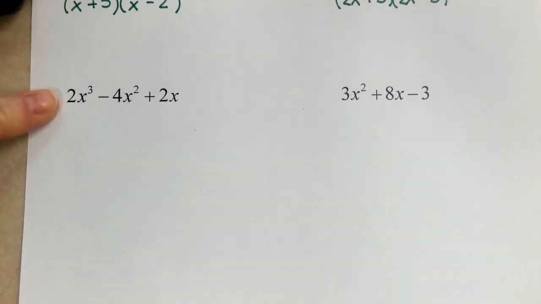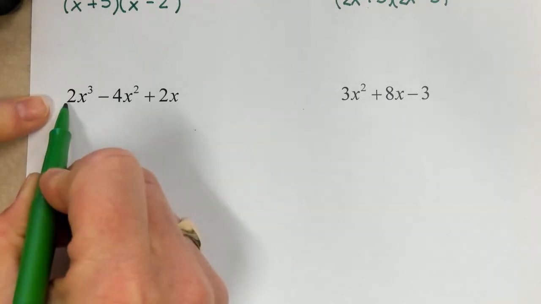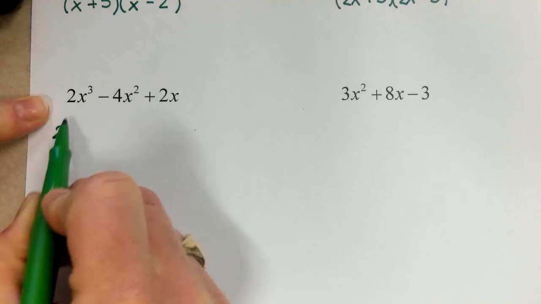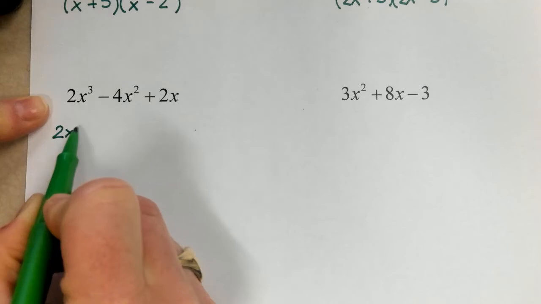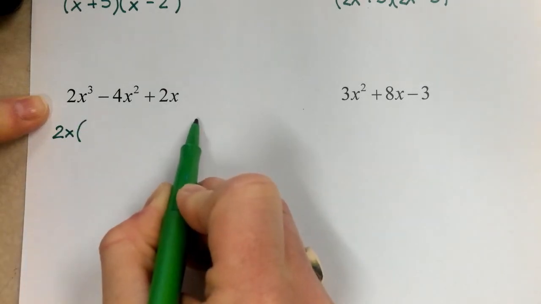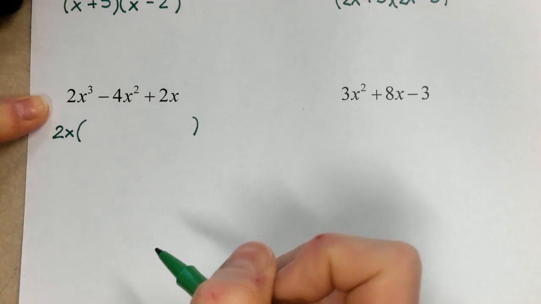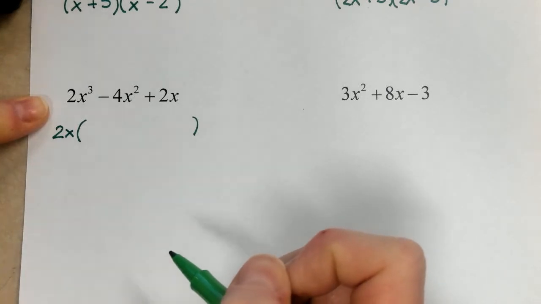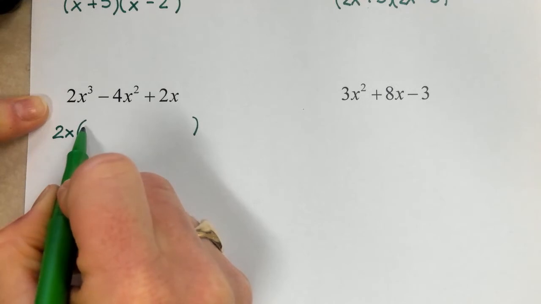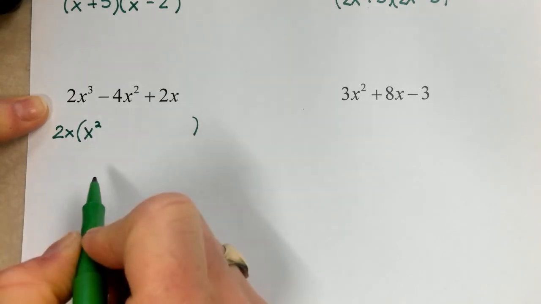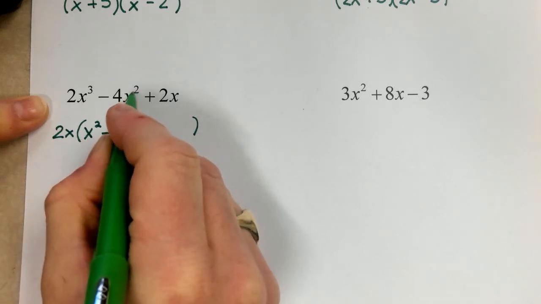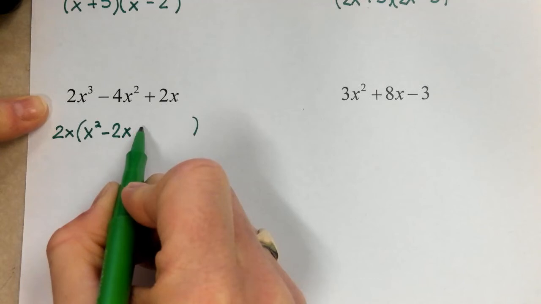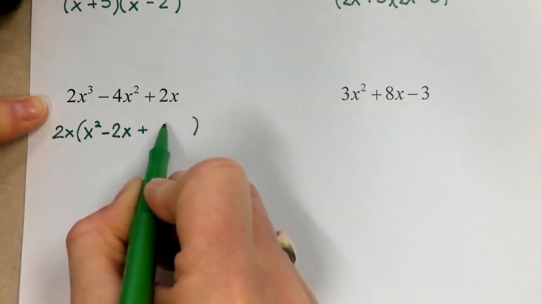Third example. Is there a greatest common factor? Yes. All of the numbers can divide by 2. And all of the terms have an x. Just one x, because that's all the end has. So the largest we can take out of everything is a single x and the 2. So when we divide by 2x, we're left with x squared. Negative 4 divided by 2 is negative 2. X squared divided by x would be x. Plus 2x divided by 2x, that would be a 1.